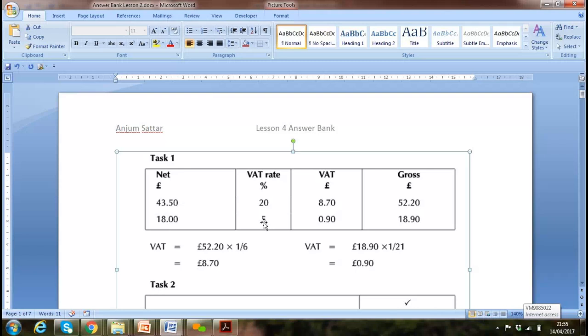For VAT items of 18 pounds, you calculate 5%. We have a few things in the UK, like some food items, where VAT is 5%. If we have a home phone in our house, or some gas and electricity bills, we have 5% VAT.